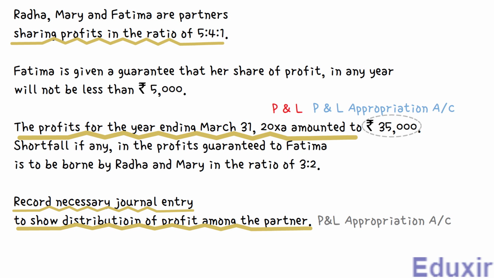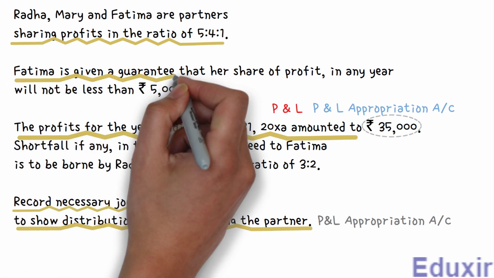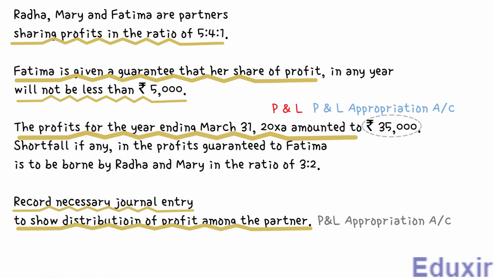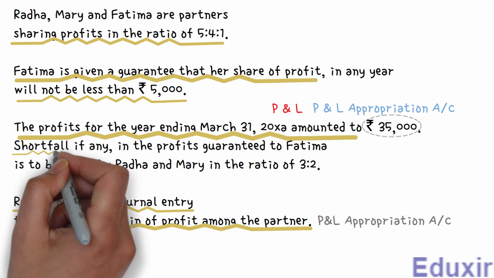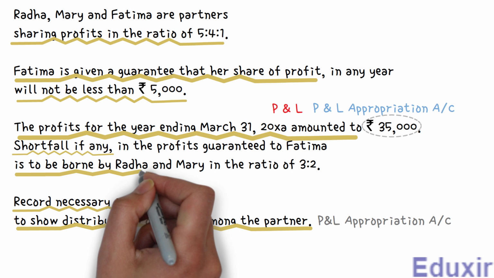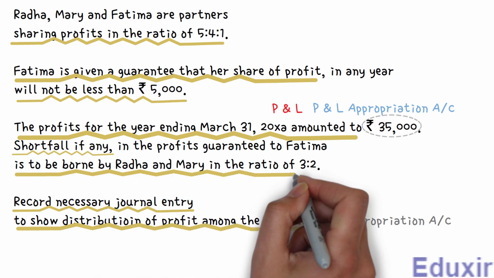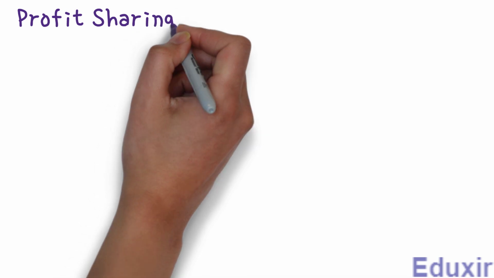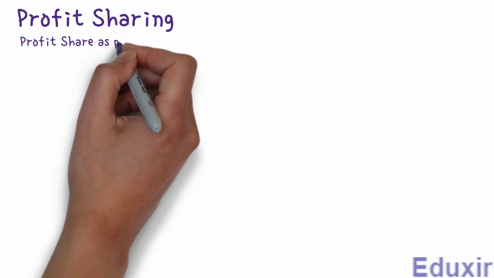Before we proceed with this calculation, there is one thing worth noticing here. It is given that the partner Fatima is given a guarantee that her share of profit would not be less than 5,000 rupees. It can be more than 5,000 rupees, but it should not be less than 5,000 rupees. And if there is any deficiency, it would be borne by the other two partners, Radha and Mary, in the ratio 3:2. So, in the working notes section, let us first write the header profit sharing to indicate that the upcoming calculation is related to the sharing of profits among the partners. Now, let us also have the subheader to calculate the profit as per the profit sharing ratio.